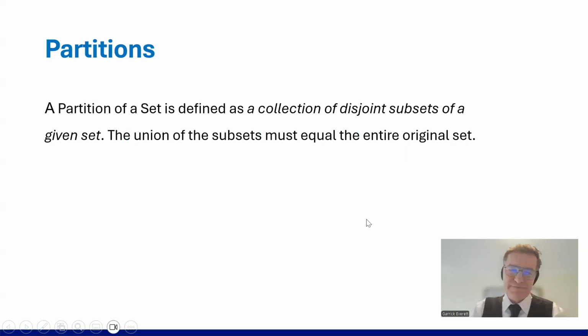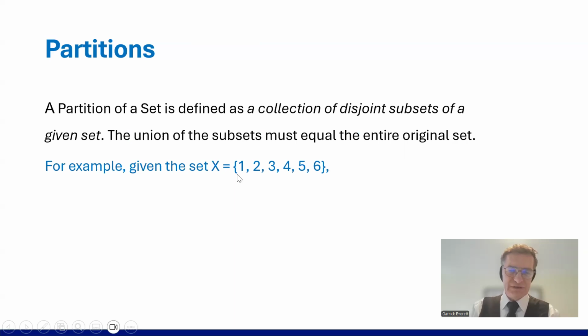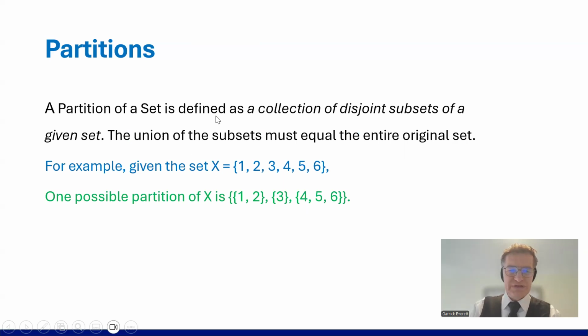Partitions. A partition of a set is defined as a collection of disjoint subsets of a given set. The union of the subsets must equal the entire original set. This is really straightforward. Definition might be a bit wordy, but once we do one, let's do an example. Given the set X equals 1, 2, 3, 4, 5, 6. What's a partition? 1, 2, 3, and 4, 5, 6. So the union of the subsets, this plus this plus this, must equal the entire original set. So yep, 1, 2 plus 3 plus 4, 5, 6 does equal the original set. So this is a valid partition.